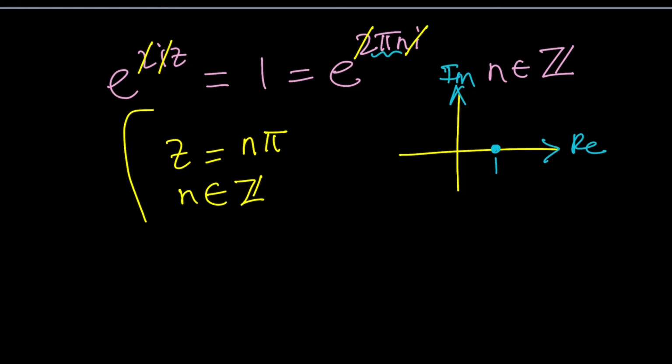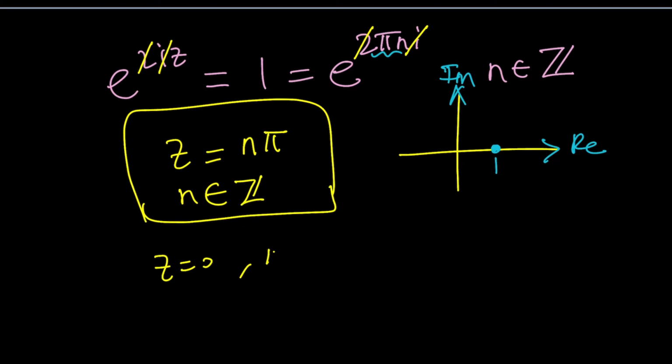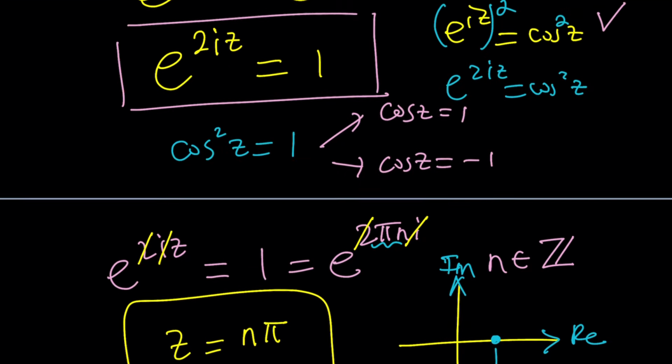So what is that supposed to mean? It just means that z can be 0, z can be pi, z can be 2 pi, 3 pi, so on and so forth. Obviously, it can also be negative pi or negative 2 pi, but it has infinitely many solutions. That's what happens most of the time with complex numbers, because complex numbers are just awesome. Make sense? Okay, cool. That's the first method.